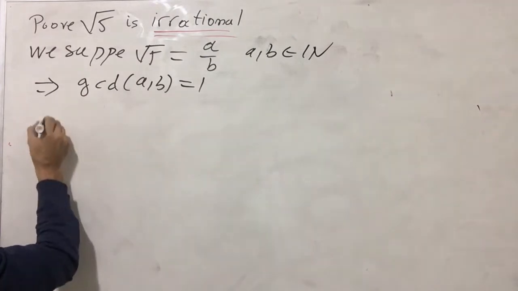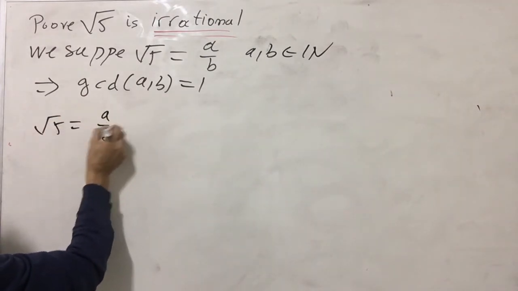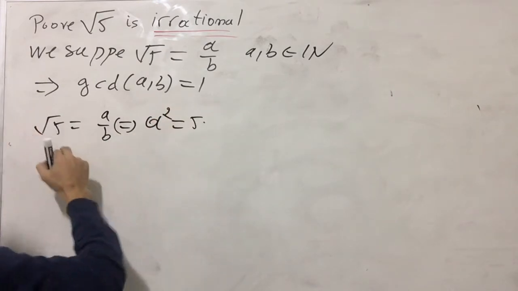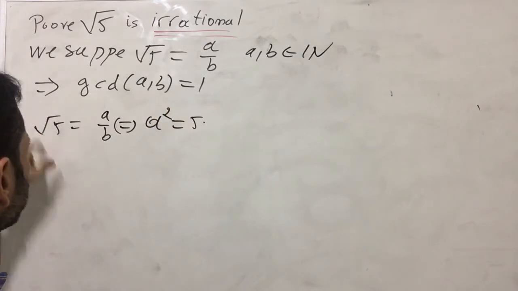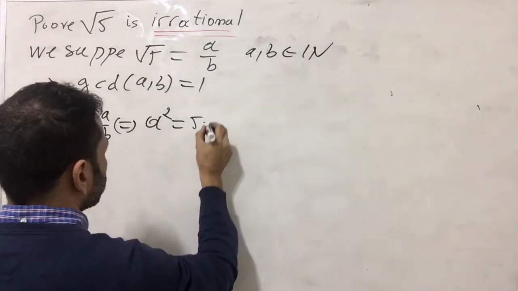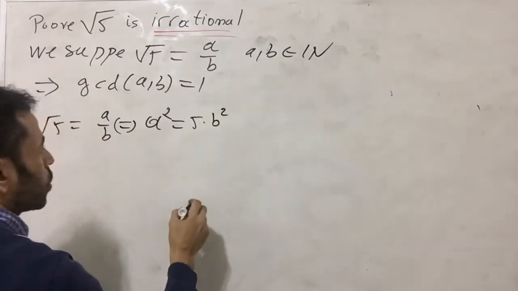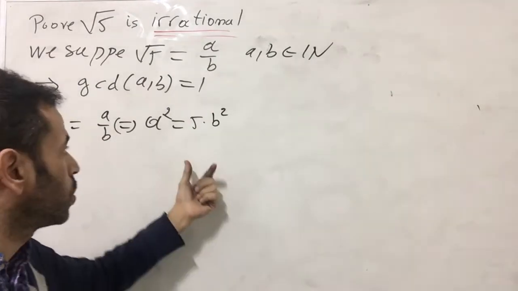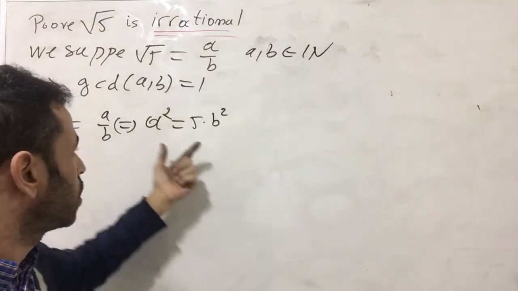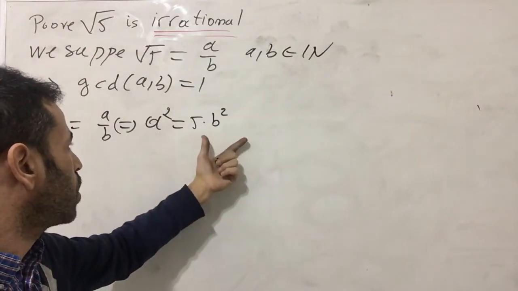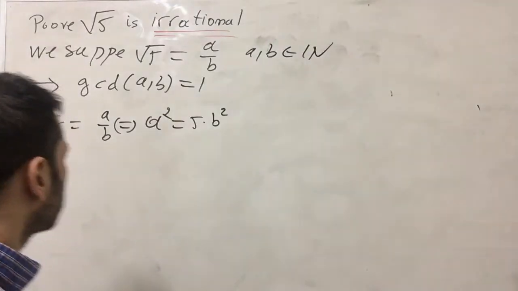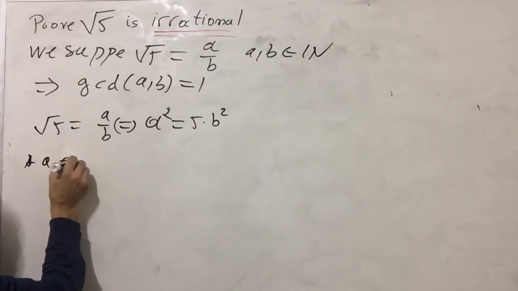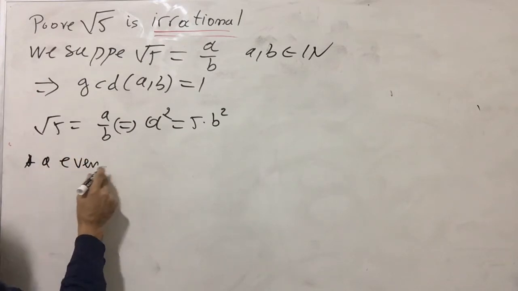So we have square root of 5 equal to a over b. This is equivalent to a square equal to 5 b square. I'm going to square both sides, so I will have a square equal to 5 multiplied by b square. Now we are going to do two cases: when a is an even number and when a is an odd number. Let's start with the first case, which is a is an even number.